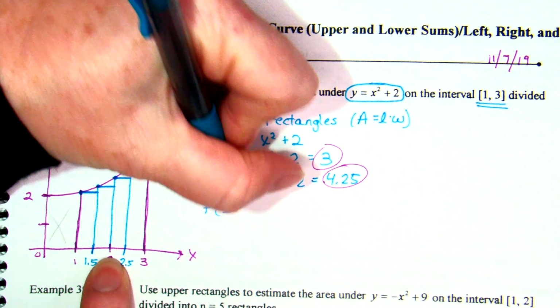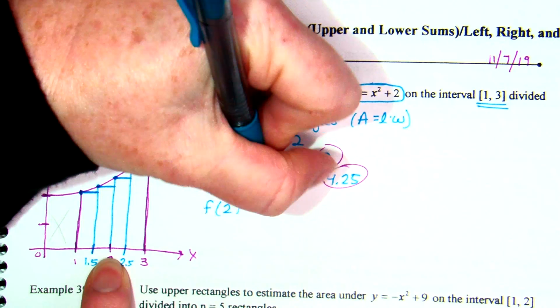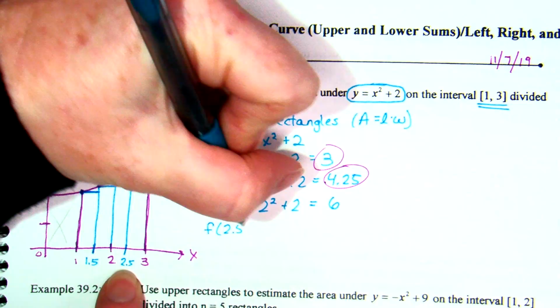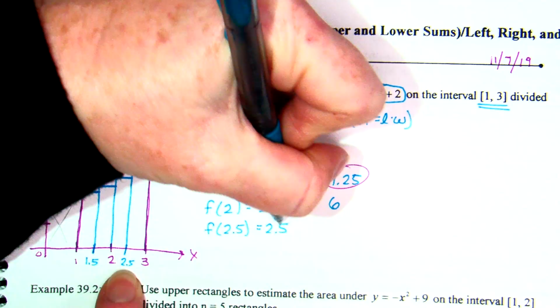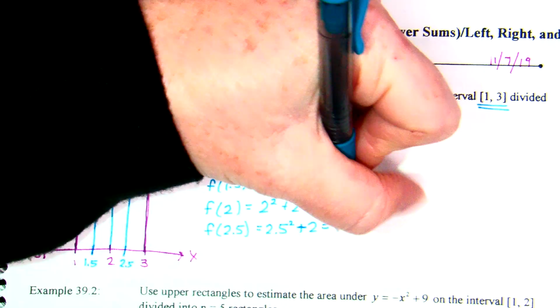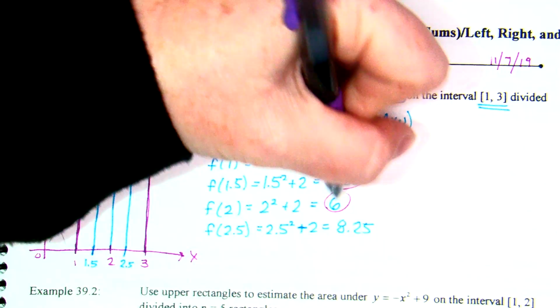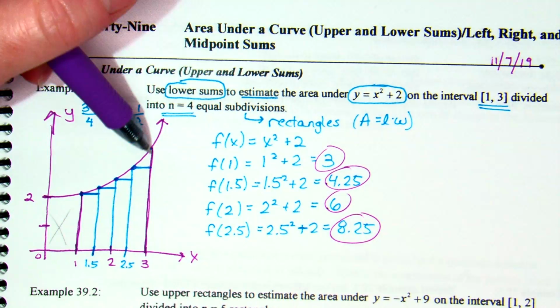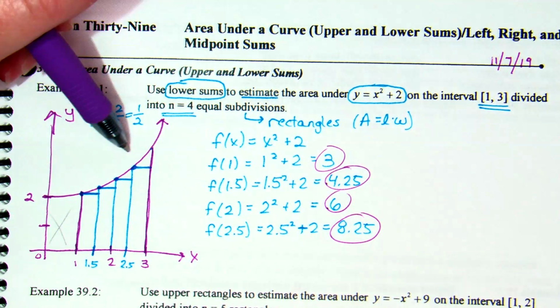Next one we've got to find is f of 2. 2 squared plus 2 is going to be 6. And we've got to find f of 2.5. 6.25 plus 2, 8.25. How many rectangles did I have? 4. How many lengths did I just find? 4. Does that make sense? And do you see why I did not plug 3 in? It does not have a rectangle that forms on that point on the line. That would be a different type of rectangle.